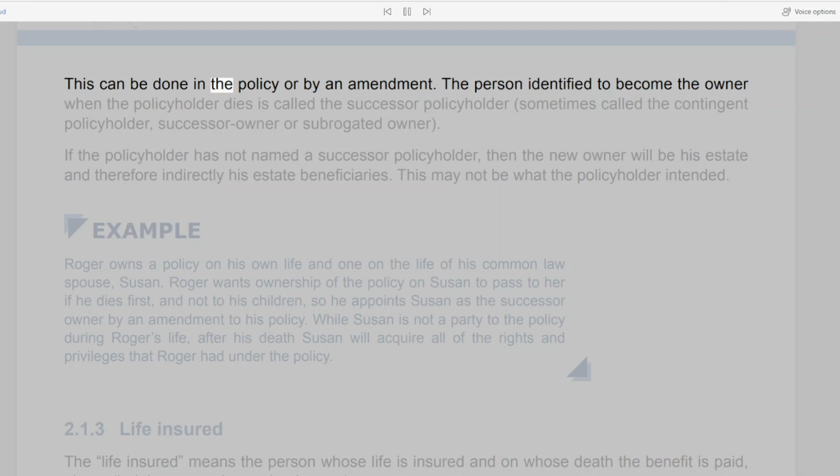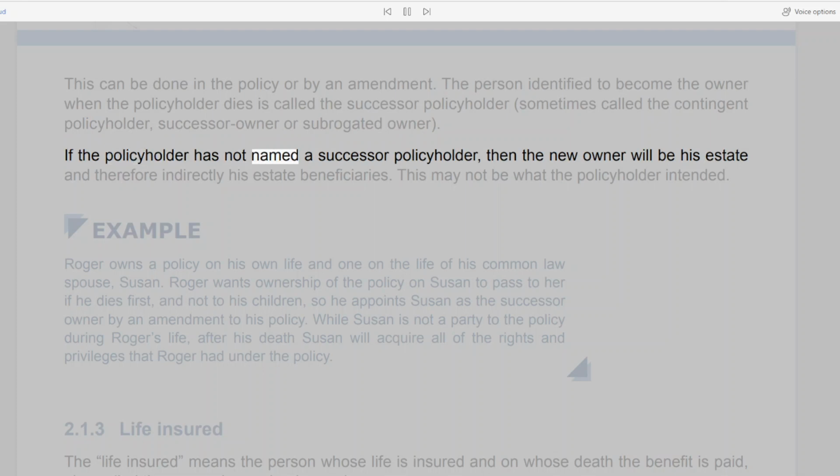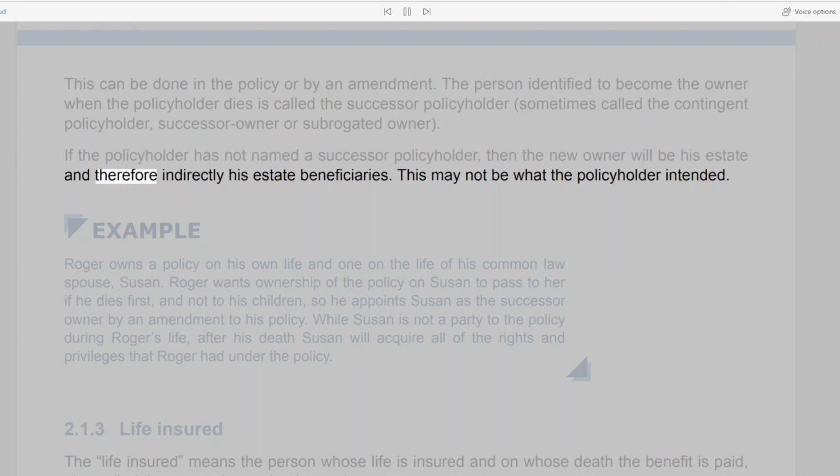This can be done in the policy or by an amendment. The person identified to become the owner when the policyholder dies is called the successor policyholder, sometimes called the contingent policyholder, successor owner, or subrogated owner. If the policyholder has not named a successor policyholder, then the new owner will be his estate, and therefore indirectly his estate beneficiaries. This may not be what the policyholder intended.